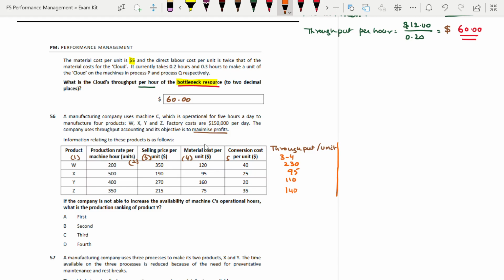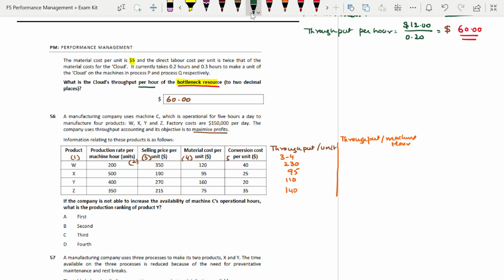Throughput per machine hour. How many units are they manufacturing? Production rate per machine hour: in 1 hour, how many units are they manufacturing? 200. The throughput per unit is 230.